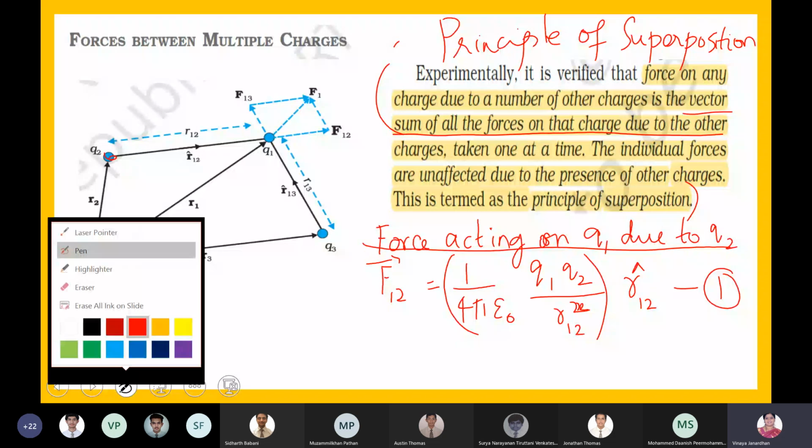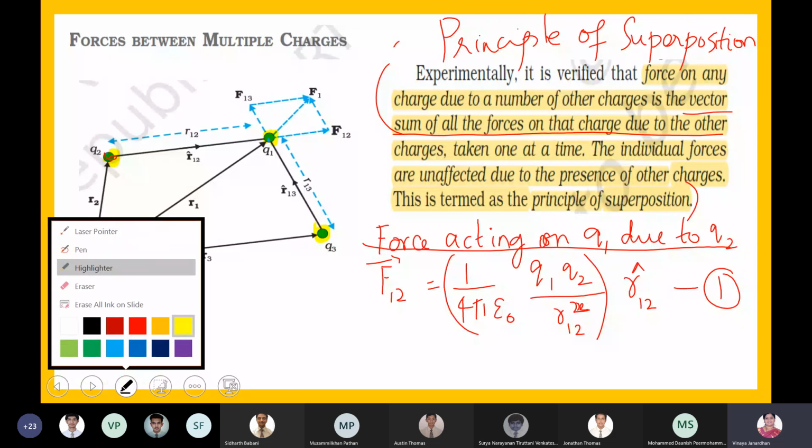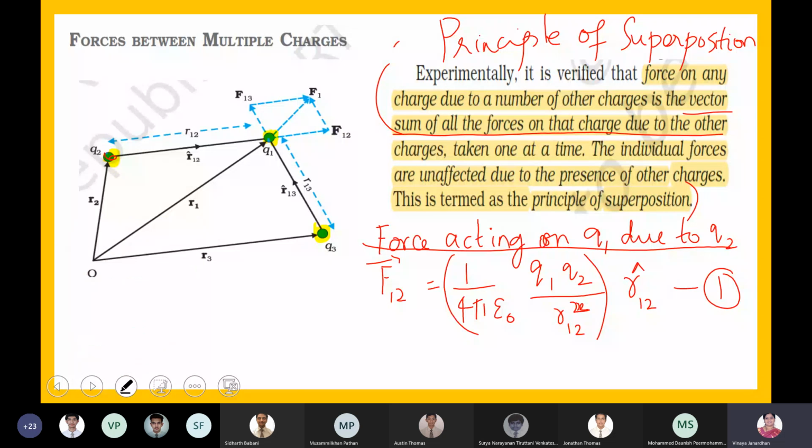One is Q1, the other one is Q2, the third one is Q3. Now the distance between Q1 and Q2 is R12 cap. The distance between Q1 and Q3 is R31 cap. Now let me go for this. Q2, these are like charges. Q2 is applying a force on Q1, so Q1 is going to experience a force of repulsion.